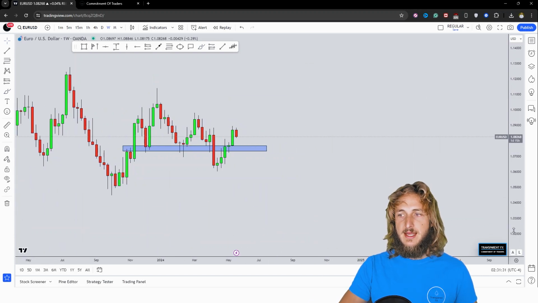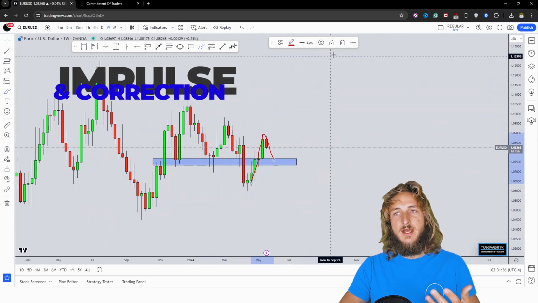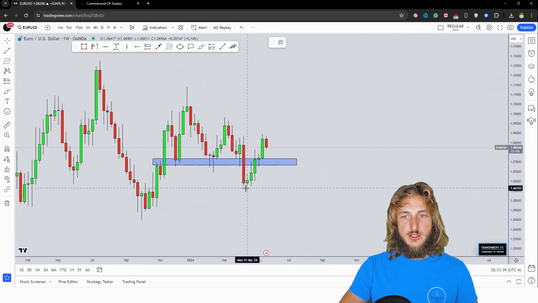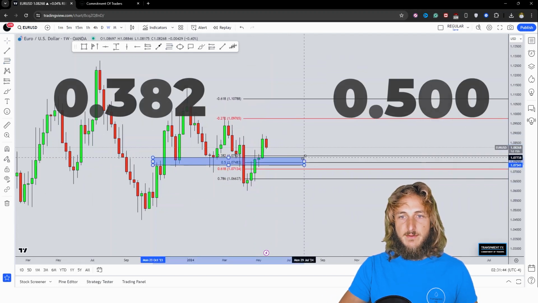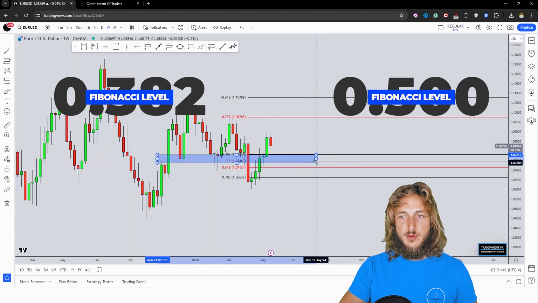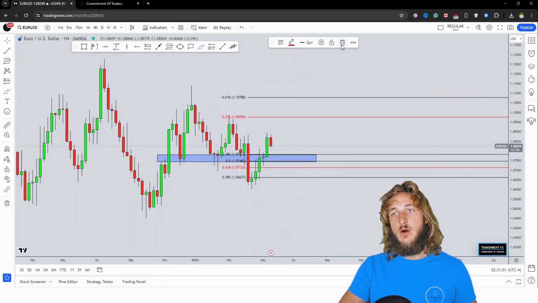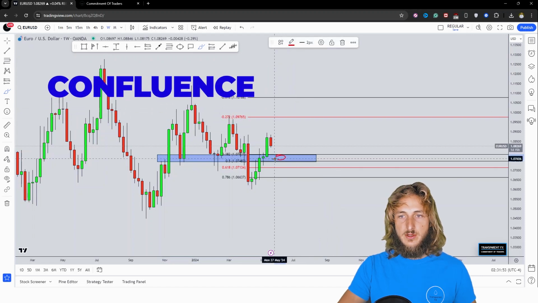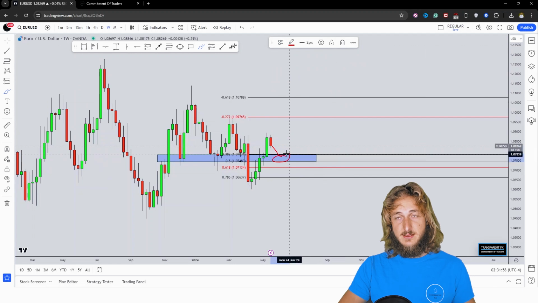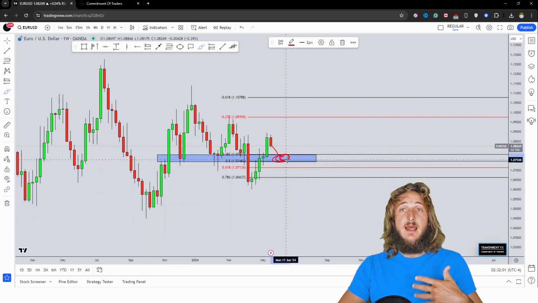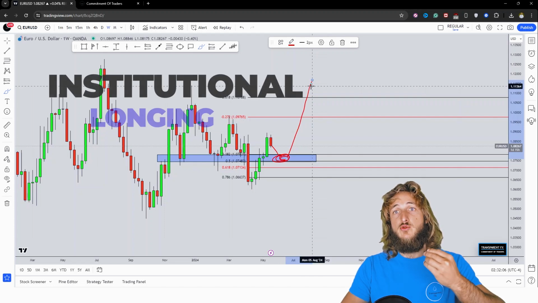And we can also notice that in this case, since we have an impulse and now the start of a correction, if we want to measure the correction, we have to take our Fibonacci from the low to the high of the impulse leg. And if we do that, we can see how we have the 50% and 0.382 Fibonacci retracements lining up exactly with this horizontal level of support. Now, what this creates is confluence of support inside of this level. So if the market will now go and test this zone, at that point, we could expect a potential rejection to the upside away from this level, fueled by institutional longing.